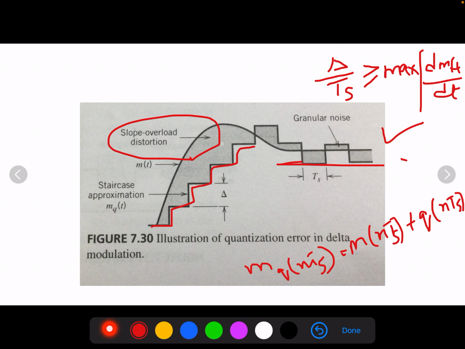To improve the performance, we need to make the delta modulator an adaptive one, in the sense that the step size is made to vary in accordance with the input signal. So, this is about the types of error. So, the change we make is delta sigma modulation.